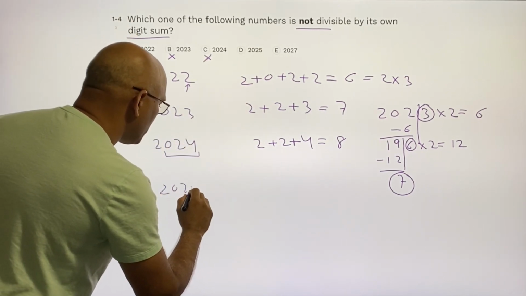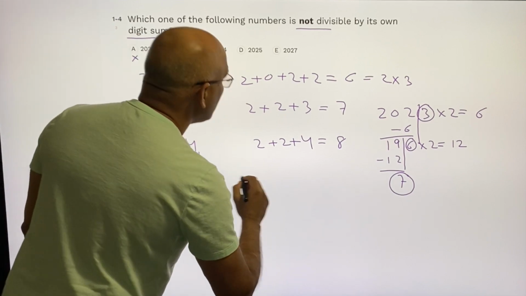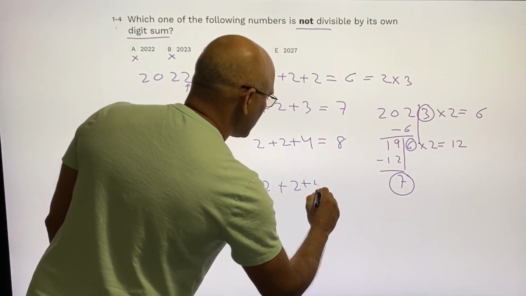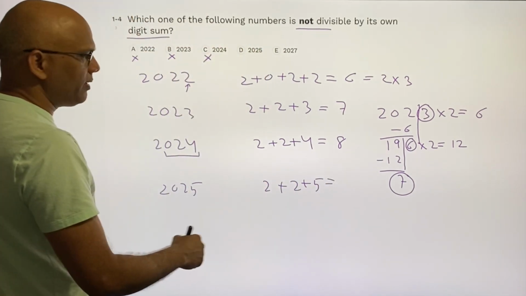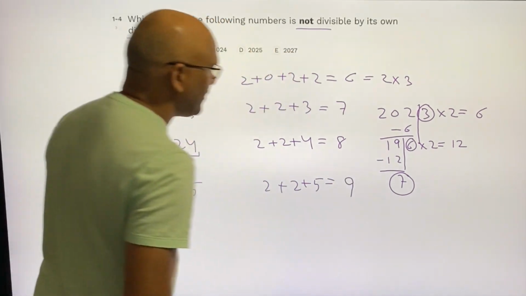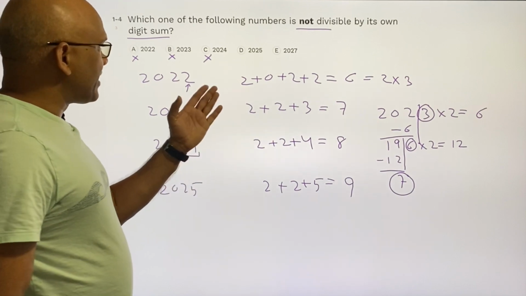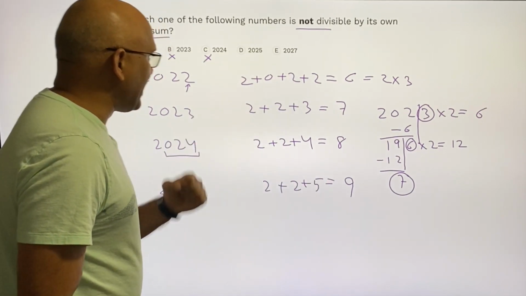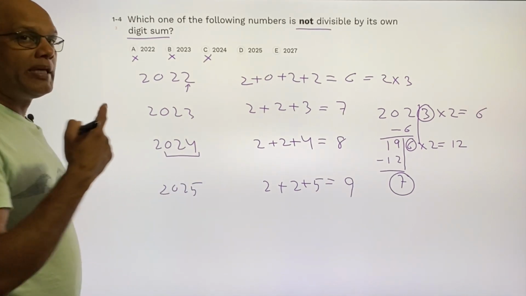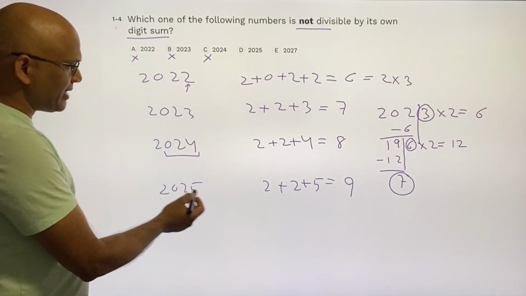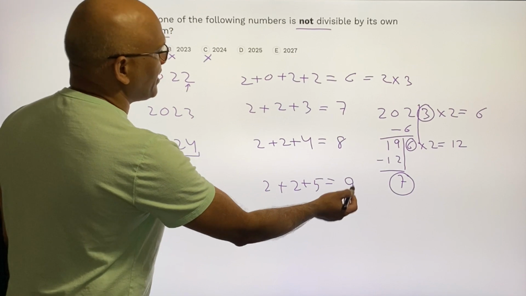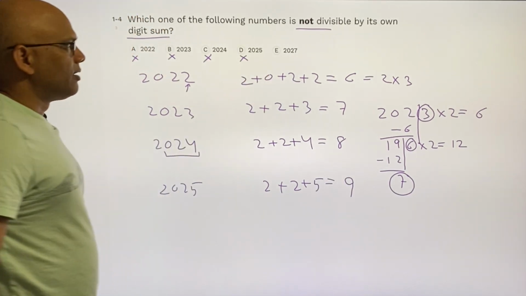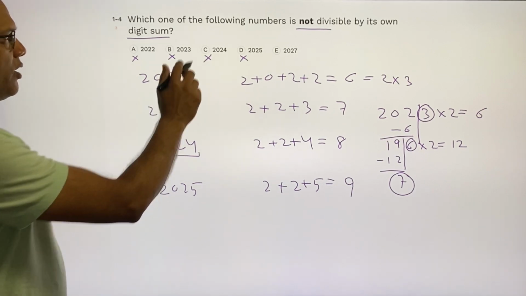2025. This is going to be 2 plus 2 plus 5, which is 9, right? Just like 3, for a number to be divisible by 9, the sum of the digits has to be divisible by 9. And in this case it is. The sum of the digits is 9, and of course it is divisible by 9. So this also cannot be the right choice.